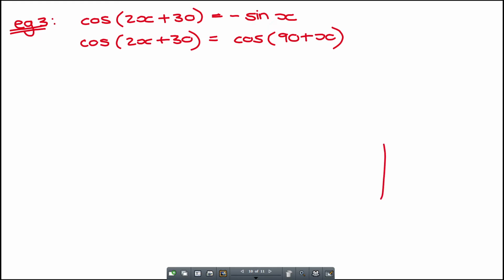Because look here: 90 plus x lies in the second quadrant. And what is cos there? Negative. So negative, and because it's 90, that would have changed to sine.